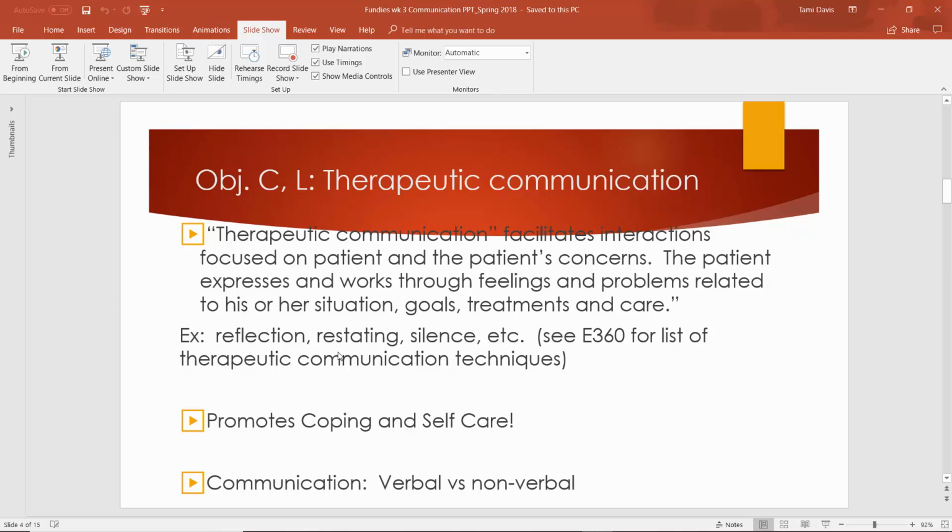So therapeutic communication is an essential part of the nurse-patient relationship. When we build rapport with our patients, they're more likely to discuss personal information with us, and this is going to add a great deal to our assessment and plan of care for the patient.